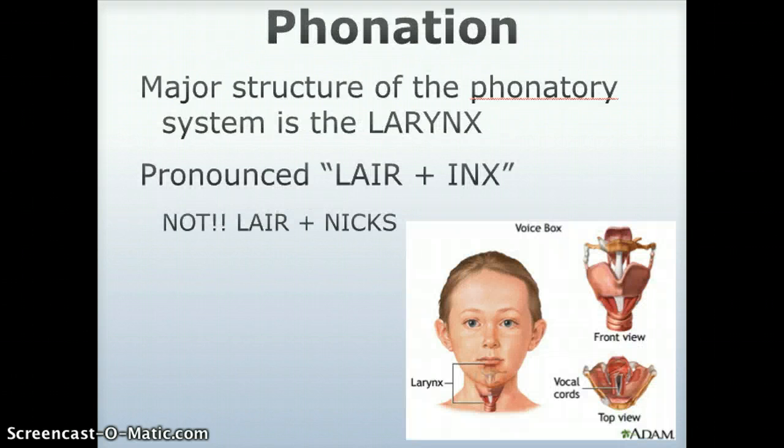So the major structure of the phonatory system is the larynx, and it's pronounced lair-inx, not larynx, and this is the structure right here in your throat.